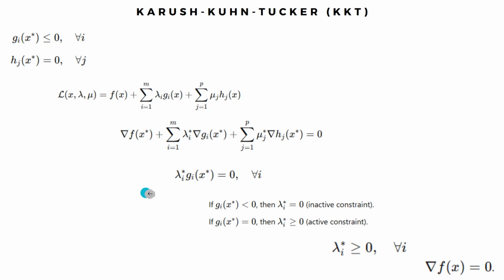And what does this mean in practice? Well, if the inequality constraint is strictly less than 0 at the optimal solution, then the corresponding Lagrange multiplier must equal 0. In other words, the constraint is not active and doesn't affect the solution. On the other hand, if the inequality constraint is exactly 0, meaning it's active at the boundary, then the Lagrange multiplier must be greater than or equal to 0. So this condition helps us figure out which constraints are influencing the optimal solution.